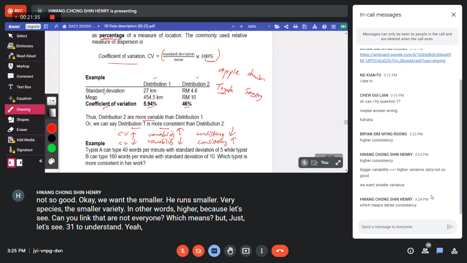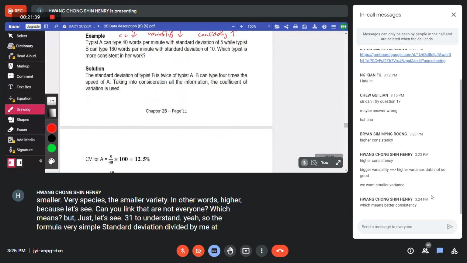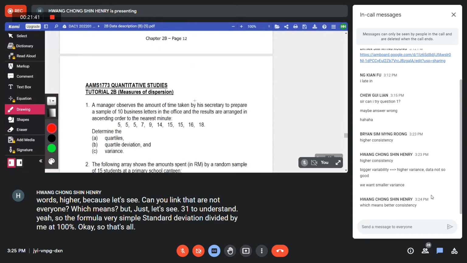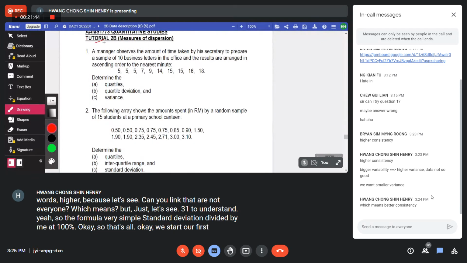Yeah, so the formula is very simple: standard deviation divided by mean times 100%. Okay, so that's all. We start our first tutorial, 2B.